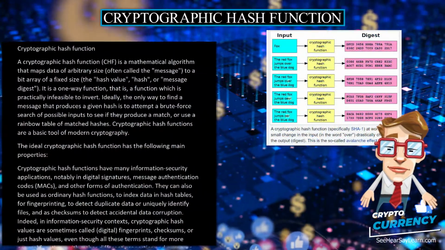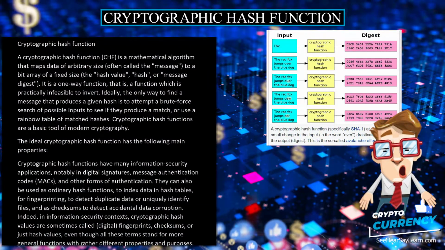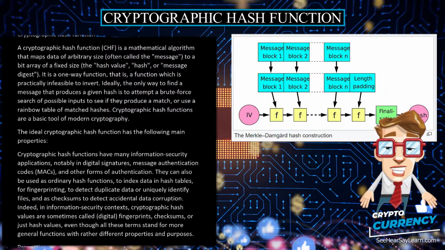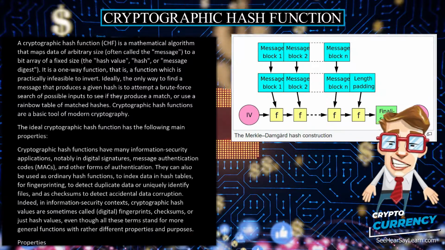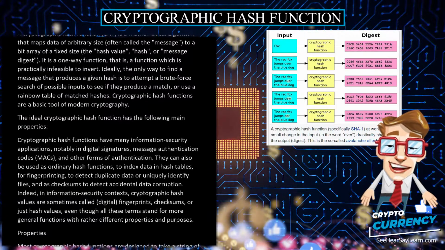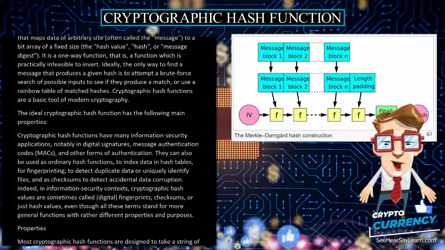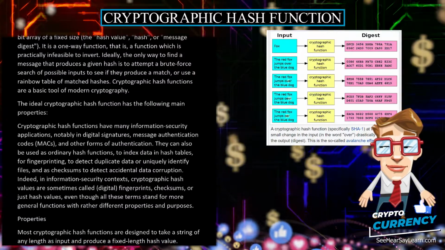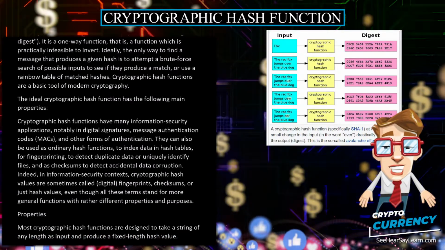Cryptographic hash function. A cryptographic hash function, CHF, is a mathematical algorithm that maps data of arbitrary size, often called the message, to a bit array of a fixed size, the hash value, hash, or message digest. It is a one-way function, that is, a function which is practically infeasible to invert.